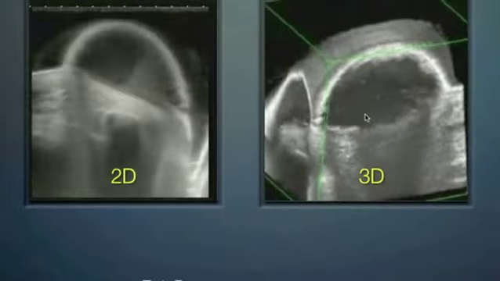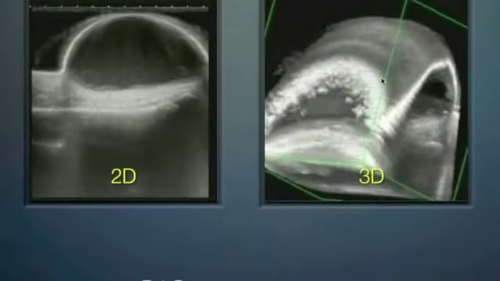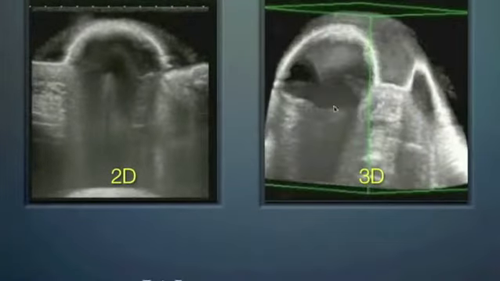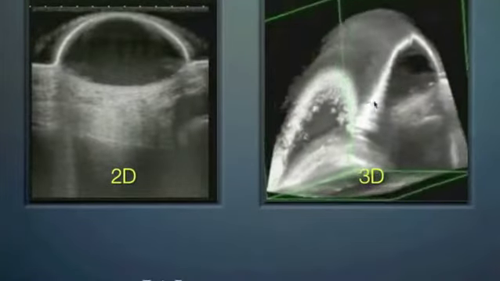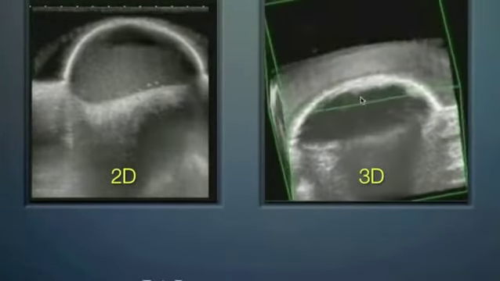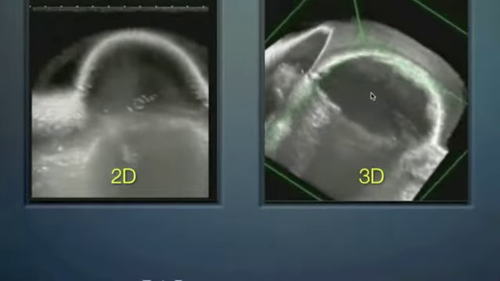The machine captures the images as we fan through them and then reconstructs a 3-dimensional image that we can tumble around and really see the depth, what the depth is, and get a good visualization of this entire structure seen there in 3 dimensions as we tumble it around.